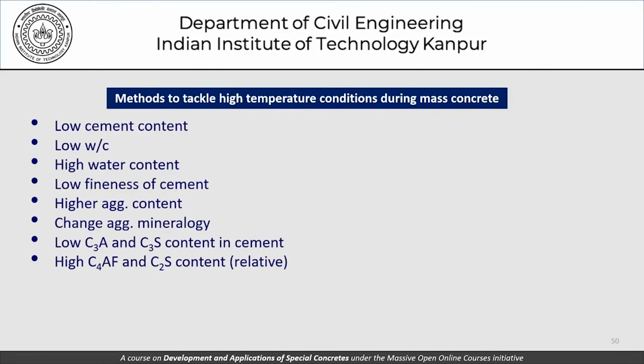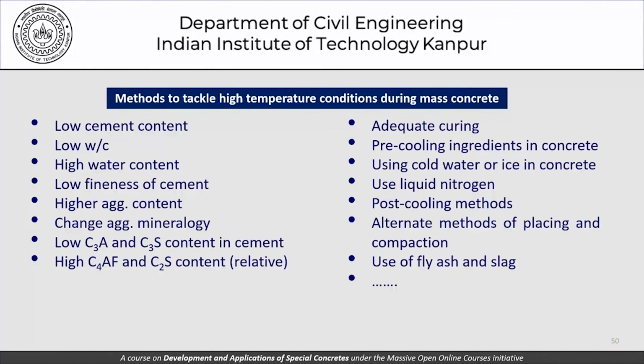Once again, this is a reiteration of the methods to tackle the high temperature conditions during mass concrete, and we have these tools which we could use: adequate curing, pre-cooling ingredients, using cold water, liquid nitrogen, and so on, post-cooling methods, alternative methods of placing and compaction, using fly ash and slag. Anything that helps us lower the amount of cement, anything that helps us lower the amount of heat that's going to be generated from a cubic meter of concrete, that's what's going to help us tackle or manage this problem of temperature rise during hydration.